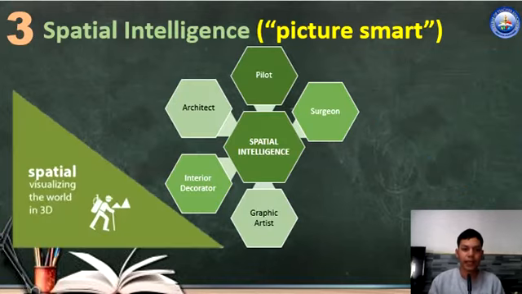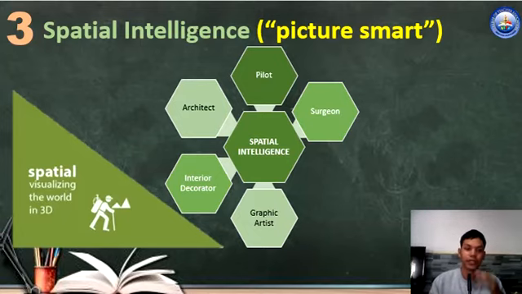The third one is spatial intelligence, or what we call picture smart. Spatial intelligence features the potential to recognize and manipulate the patterns of wide space, such as those used by navigators and pilots, as well as the patterns of more confined areas, such as those important to sculptors, surgeons, chess players, graphic artists, or architects. People with spatial intelligence, such as Frank Lloyd Wright and Amelia Earhart, have an ability to recognize and manipulate large-scale and fine-grained spatial images.